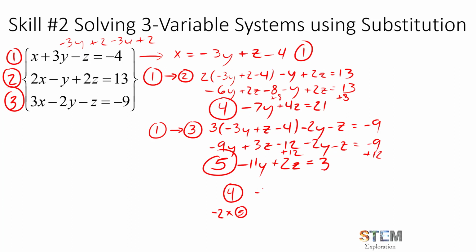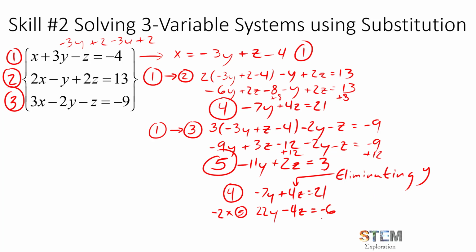So I'm going to go negative 7y plus 4z equals 21, and I'm very intentionally picking this because if I take negative 2 times 5, that'll give me 22y. It'll give me negative 4z, and negative 2 times 3 is going to equal negative 6. All right, and I'm doing this with the sole purpose of eliminating y. It just fell out as this really easy thing to eliminate, so I'm going to eliminate the y value here.